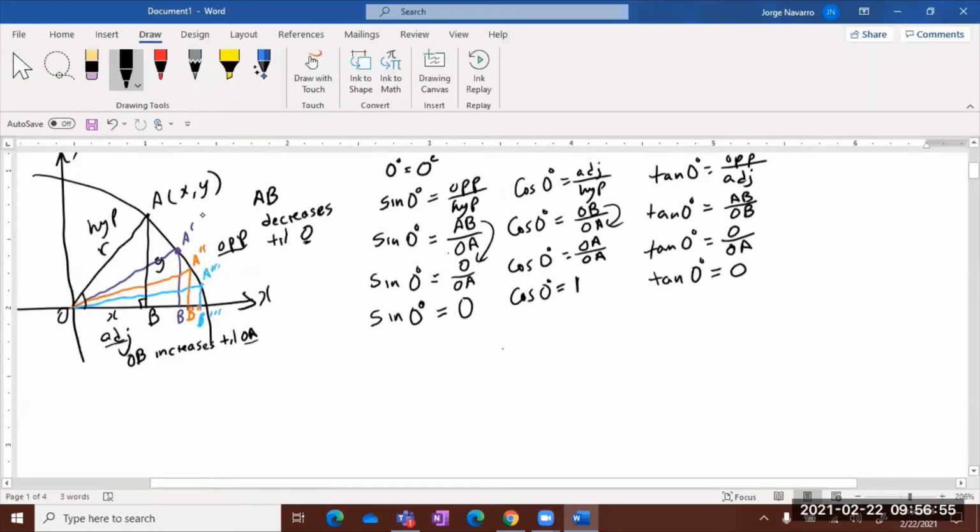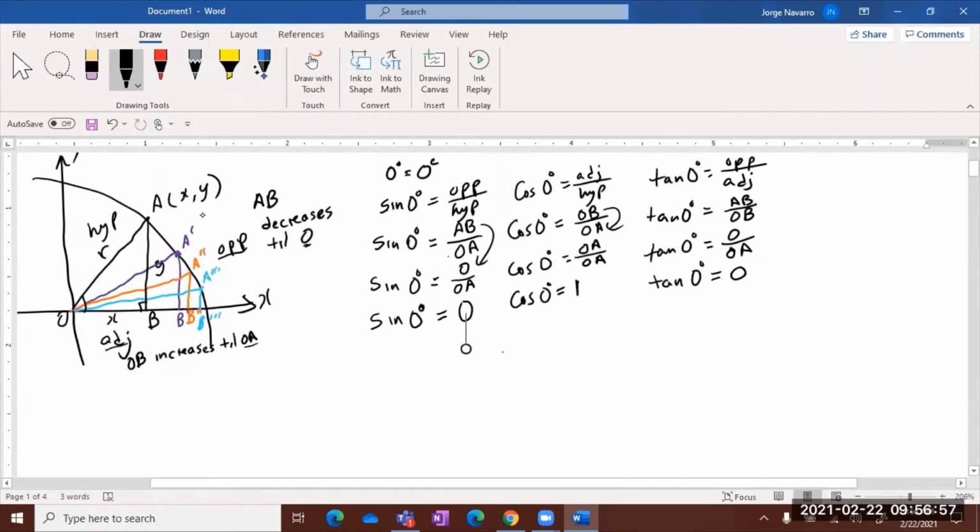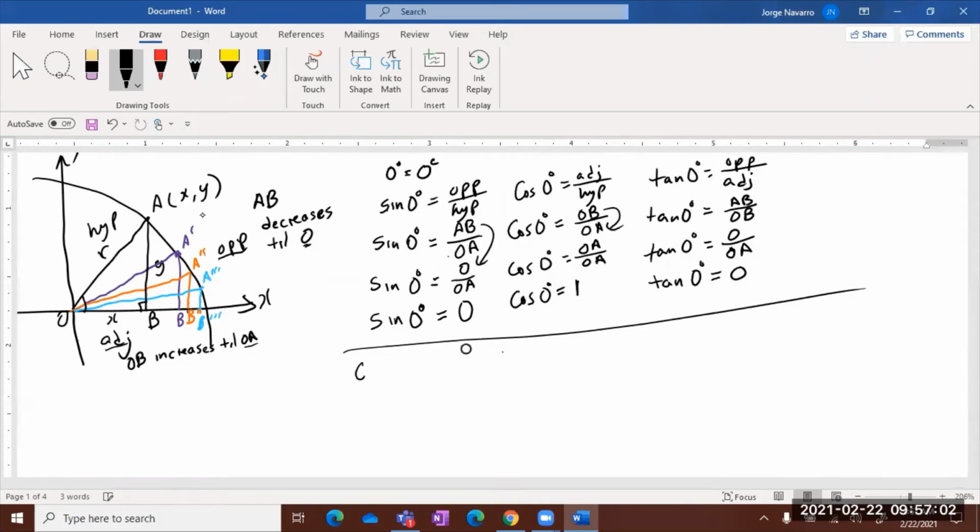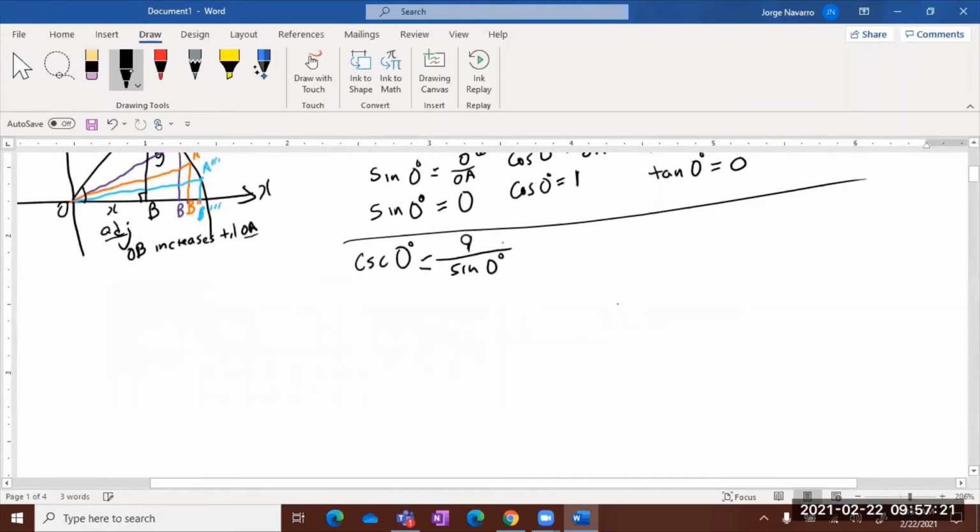Now we have to look at the next ratio, the reciprocals. So the reciprocal of sine is cosecant. So cosecant of 0 is 1 over, let me try to fix that, because I don't like how the vinculum isn't cutting the value in half. 1 over the sine of 0 degrees. All right, but the sine of 0 degrees is 0.